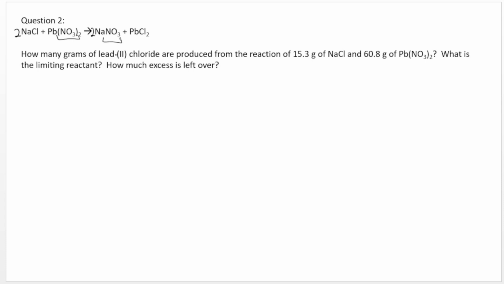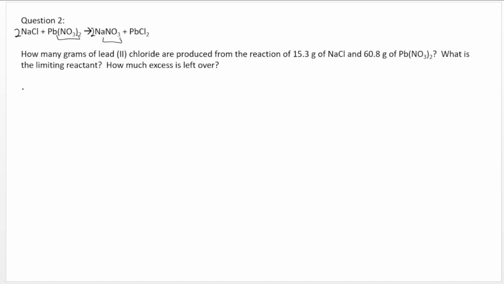So the question: how many grams of lead-2 chloride are produced from the reaction of 15.3 grams of NaCl and 60.8 grams of lead-2 nitrate? What is the limiting reactant and how much excess is left over? So the same type of question. Now let's do the same exact process. First, convert it to moles.